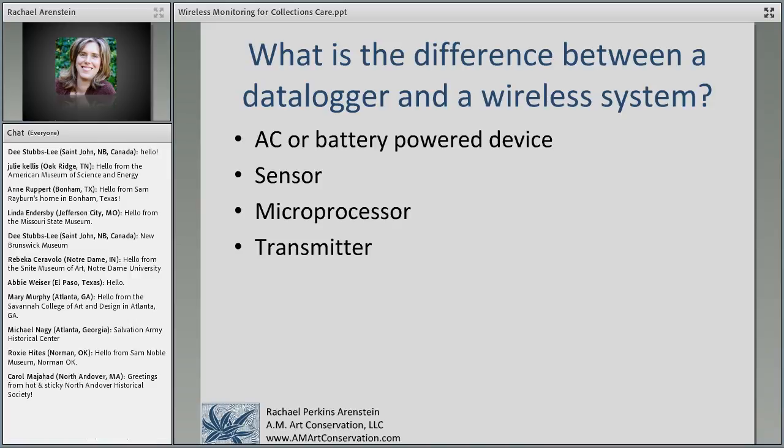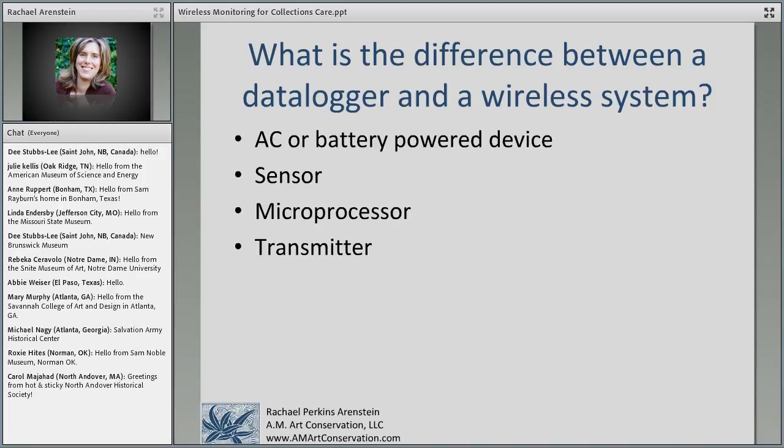Some of these units do log and store the information, but more appropriate would be to talk about wireless monitoring systems, because for the most part, these wireless sensors aren't really logging and storing the information, or at least not for very long. They're relaying it back to a collection point, whether that's the nearest Ethernet connection or a PC back in your office or lab.